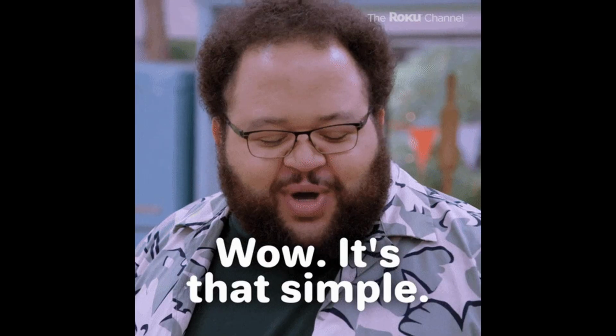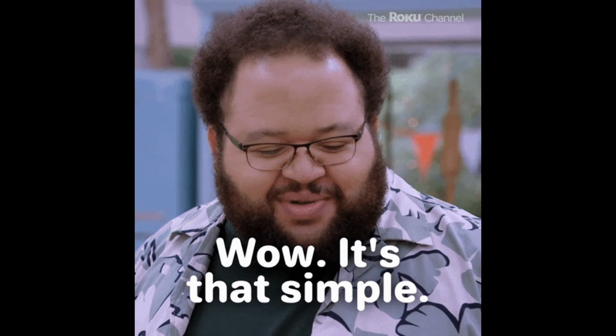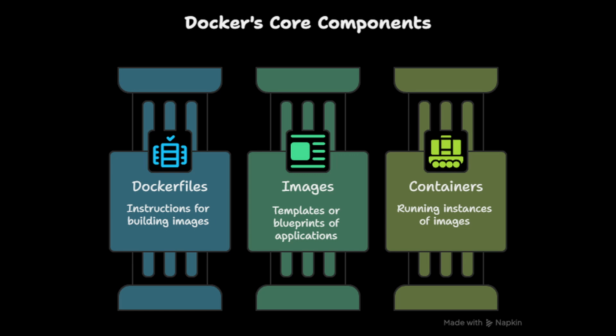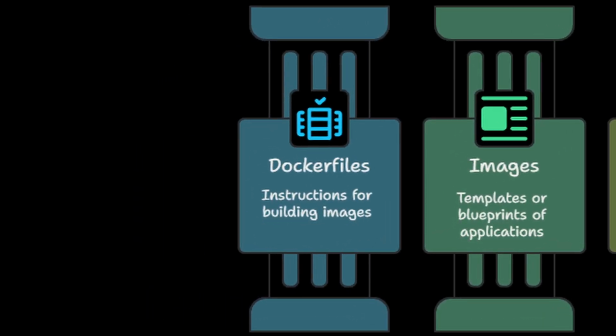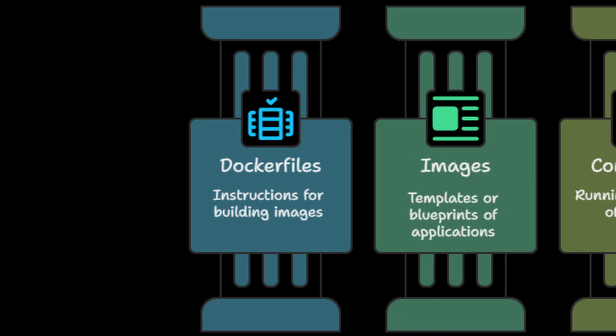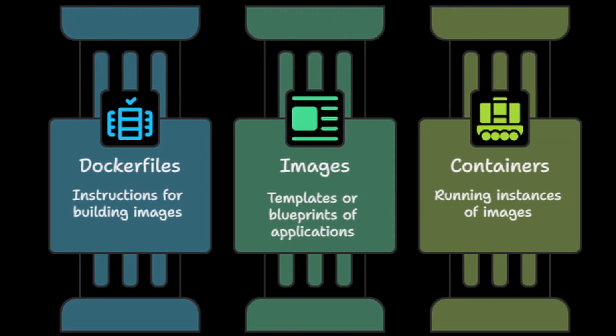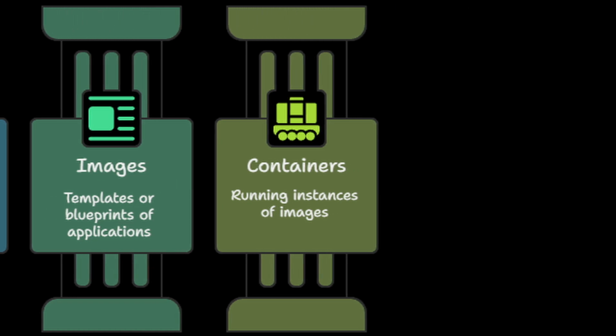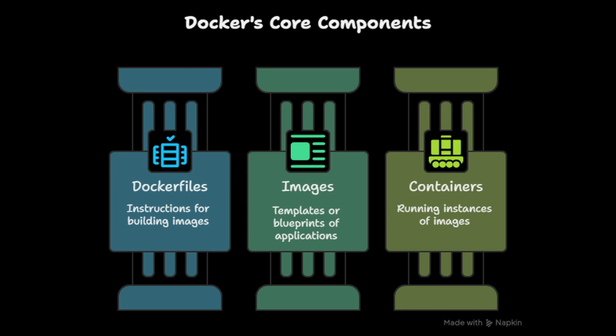Let's go over some Docker basics. To understand Docker, you need to understand 3 key concepts. The first is Dockerfiles, which are instructions on how to build a Docker image of your application. The second are Docker images, which are templates of how to create instances of your application. The third are containers, which are the running instances of those images we previously created. So let's see how you can use Docker.